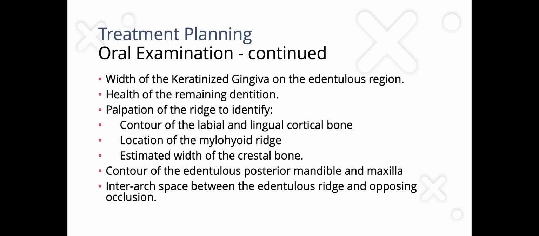You're going to look at the width of your keratinized gingiva on the edentulous region that you'll be approaching. And so you're going to see where your unattached level of gingiva starts, and consider that, because that will determine the biologic health of that dental implant, and then the health of the remaining dentition. That's something to consider. Especially on a lot of our patients, we will see deteriorating dental health, but it will happen in stages.